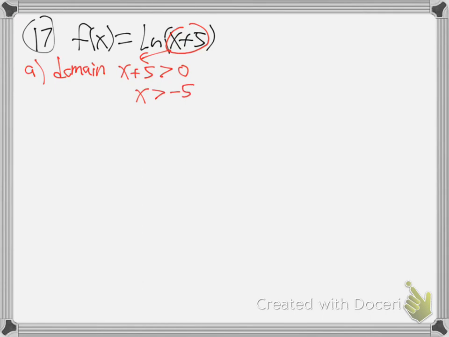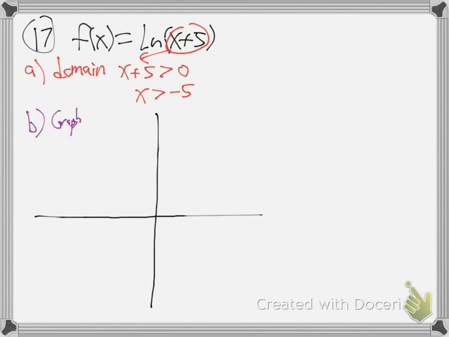Okay, next, part B, they want us to graph. So let's graph. If it has to be greater than 0, how can it be less than 0? It must be greater than negative 5. Right?